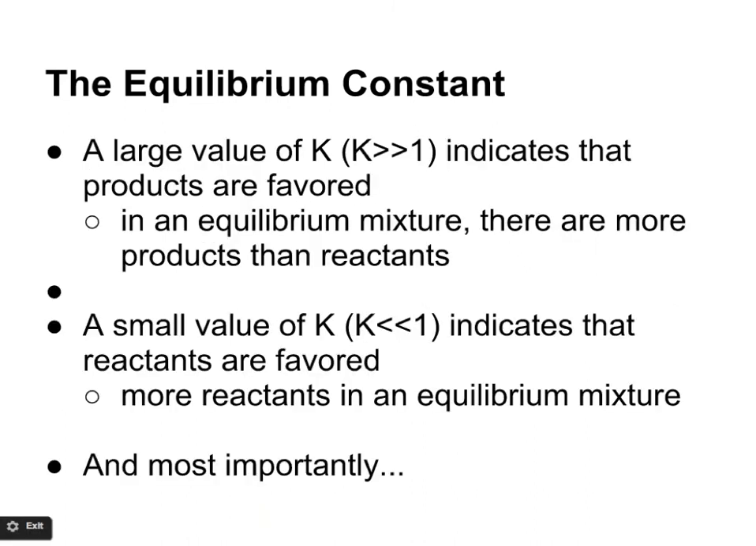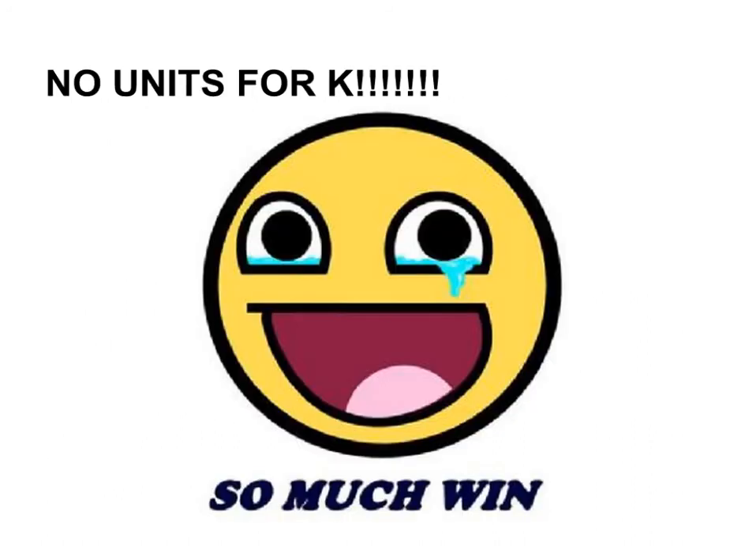A large value of the equilibrium constant, so much greater than 1, indicates that products are favored. So that means that when a mixture is at equilibrium, there's a lot more products than there are reactants. A small value of K, much less than 1, so like a big scientific notation negative exponent, indicates that reactants are favored. So there's more reactants than products in an equilibrium mixture. The most important thing about the equilibrium constant is there are no units. Everything divides out.